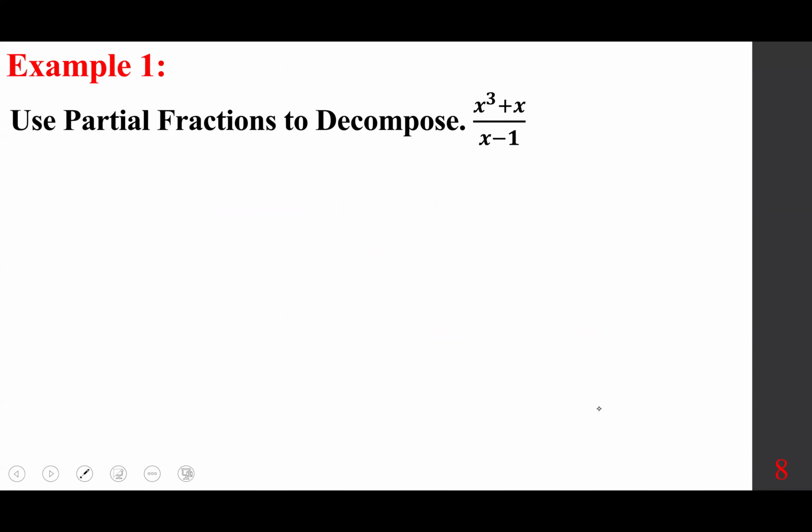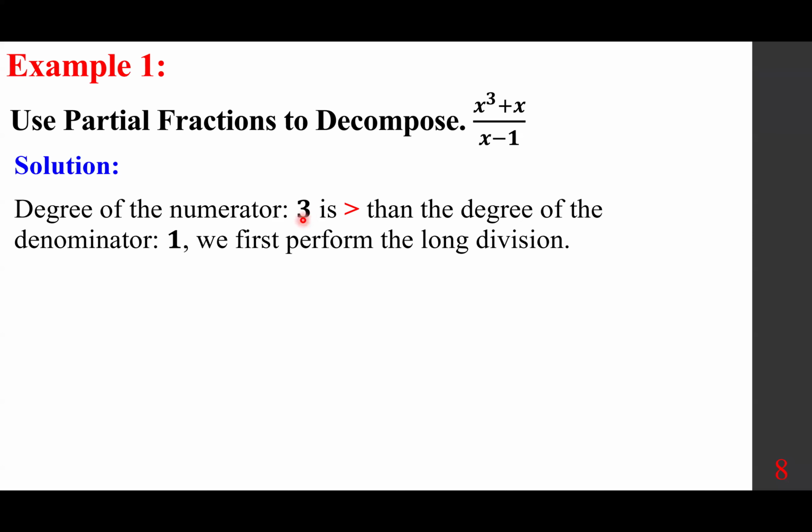Let's move on with a couple of examples. First and foremost, we want to use partial fraction to decompose x cubed plus x over x minus 1. What do we notice? This is not a proper fraction. This is an improper fraction. In fact, it's an improper rational function because the degree of the numerator is larger than the degree of the denominator. So the degree of the numerator is 3, is larger than the degree of the denominator, which is 1.